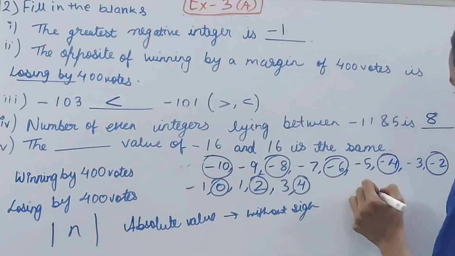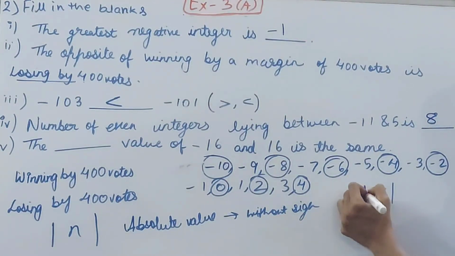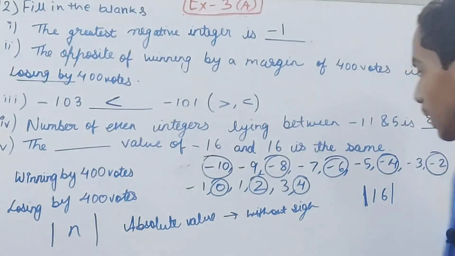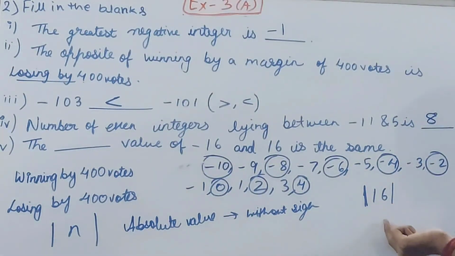So if I take plus 16, I write this in between these two. They are called mod. These two lines that you see are called mod. So this indicates we have to find the absolute value of this number, and absolute value is without sign. Remove the sign of 16, there is going to be 16 only. 16 already has no sign.